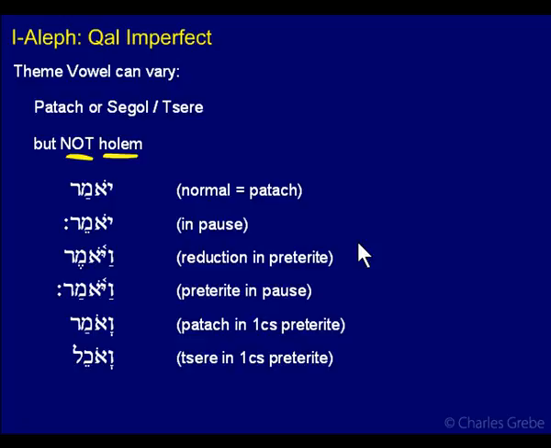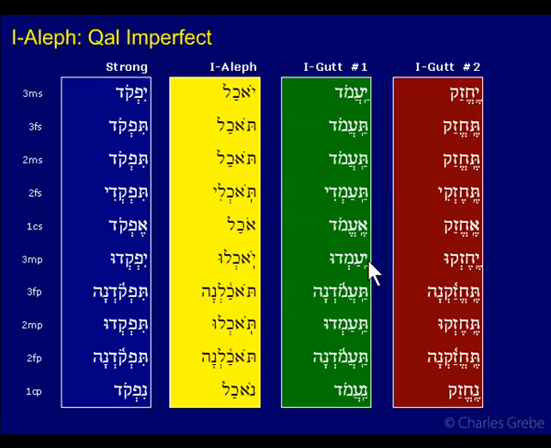Okay, some of these things you'll just learn as vocabulary items, especially this here, vayomer, because it's just so common. Finally, that's the last slide. Let's just do a quick comparison here between the strong verb. This is our base form upon which we build everything. This is the first aleph we've been talking about.